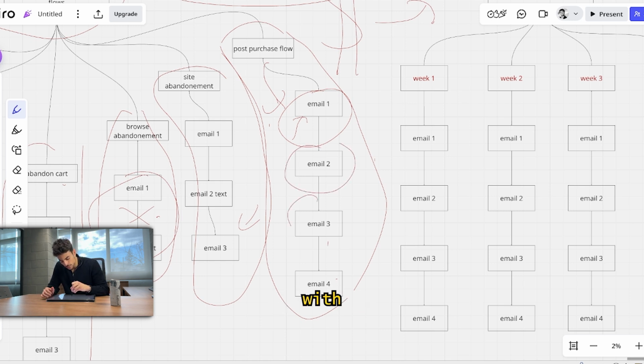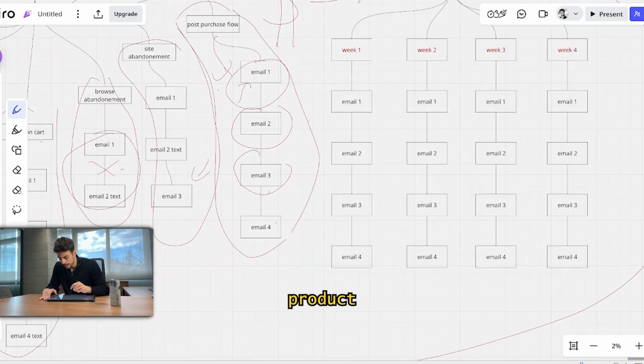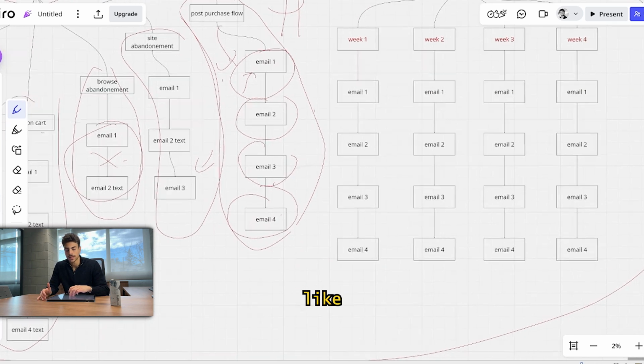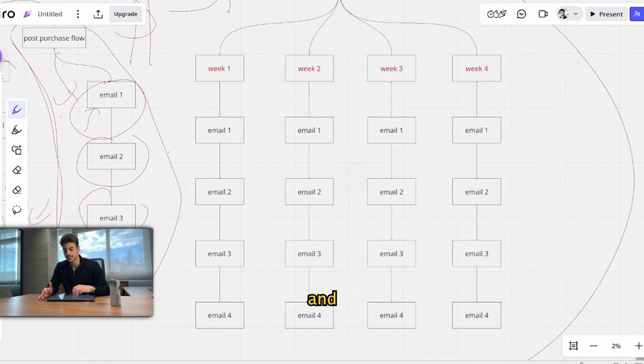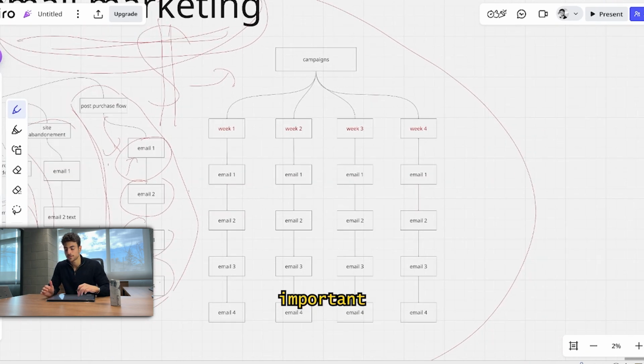You keep building the trust with email 2 and 3, and then email 4, you can give them like a last chance thing to maybe get another product. And the final email, you can maybe reward them with like a gift for buying something and then get them back. Now, in terms of campaigns, they're as equally important as the flows.